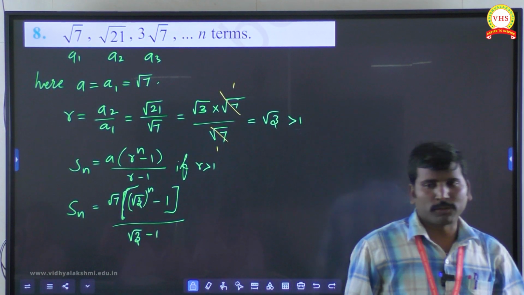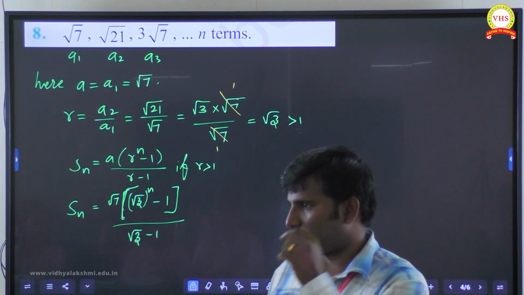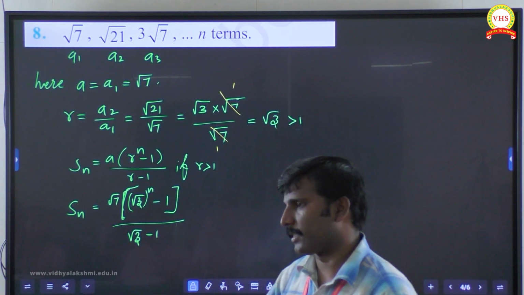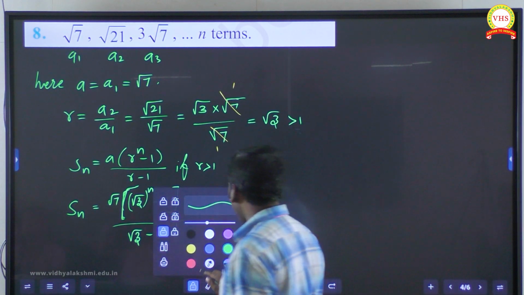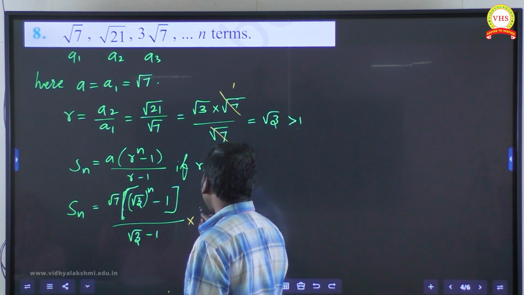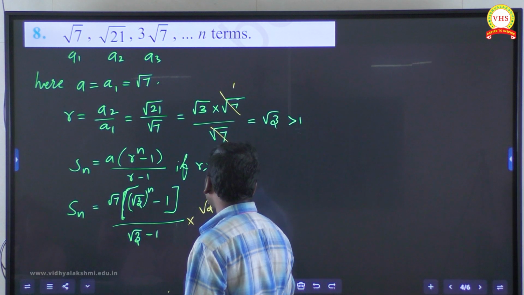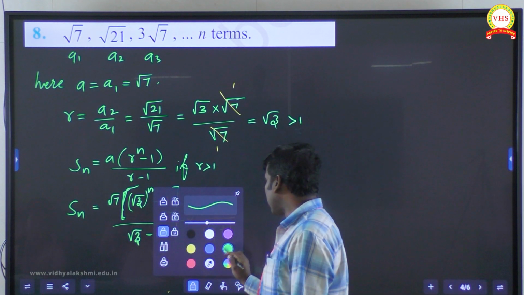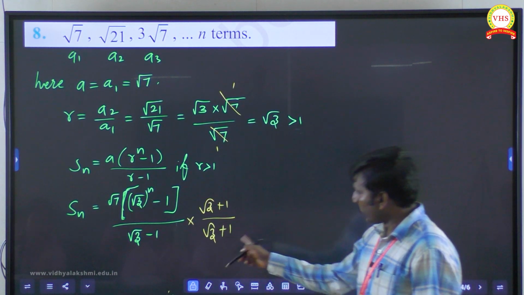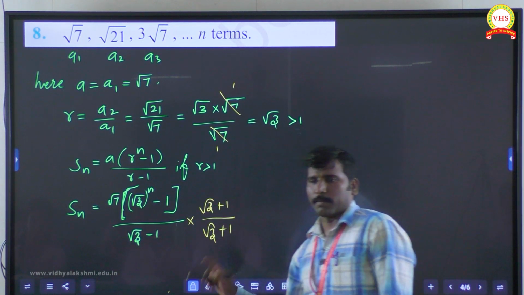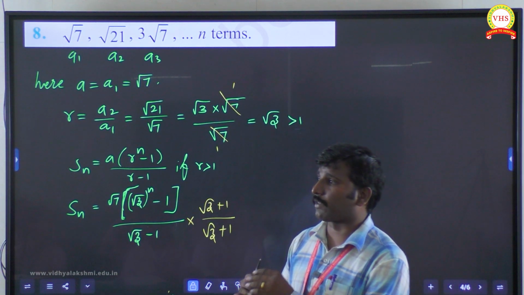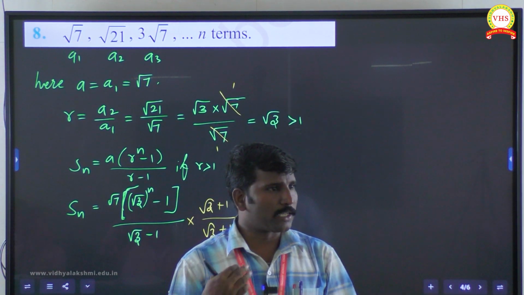But in the denominator we should not stop with an irrational number. So we have to take the conjugate, means we have to rationalize. Understand? So rationalize what you will do? Very good. Into root 3 plus 1 divided by root 3 plus 1. Okay. This is what I'm doing, to remove the root value in the denominator. We should not stop with the irrational number in the denominator. That is what I'm doing.